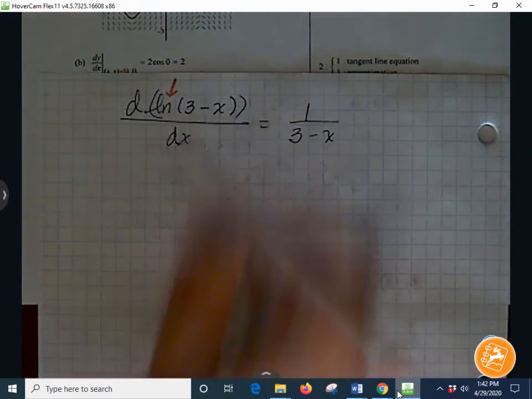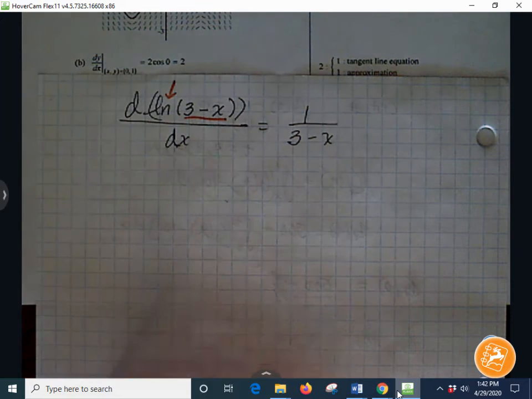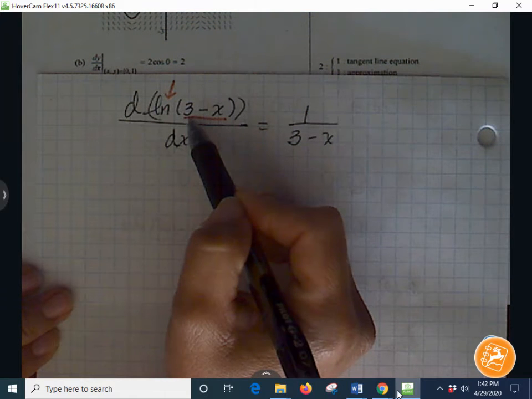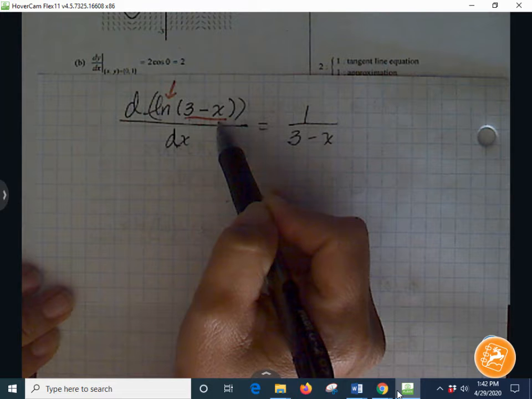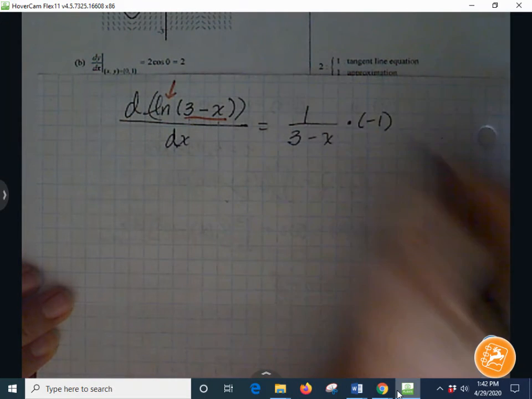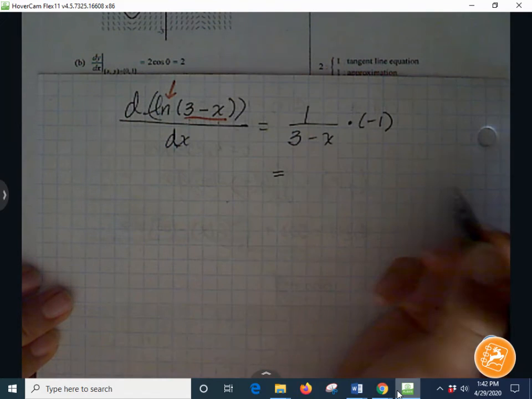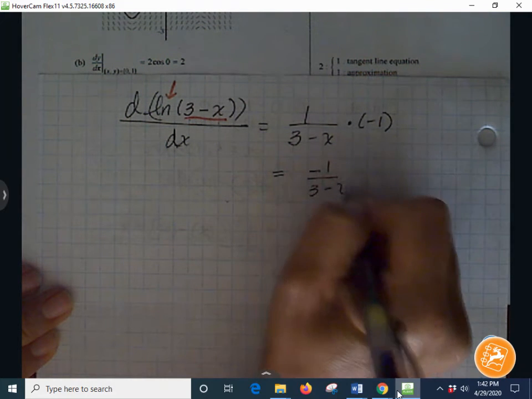Then I would do the inside portion. If you look, we want to take the derivative. The derivative of 3 is 0, and then the derivative of this x is going to be negative 1 because there's a negative right there. So it's going to be times negative 1. That means the derivative of this is negative 1 over 3 minus x.